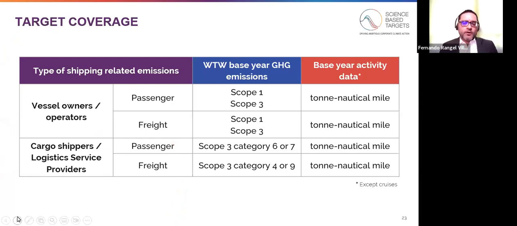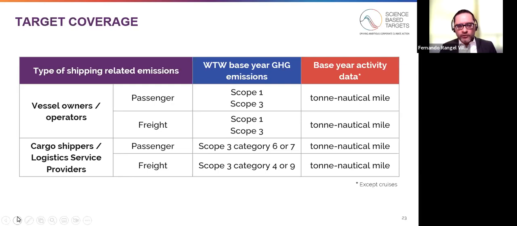Now, in terms of target coverage, once we get clarity on the emissions boundary, we need to match that with the greenhouse gas protocol accounting practices. This varies per type of user, or from the perspective of each of the users of the guidance. There are two main groups of users: vessel owners and operators, and then cargo shippers and logistics service providers, which are going to have their maritime transport related emissions reflected across their scope 3 categories.